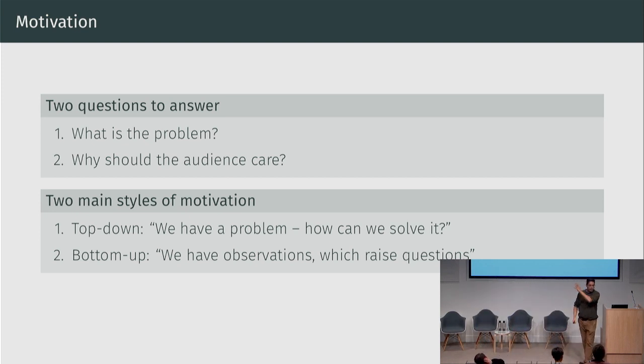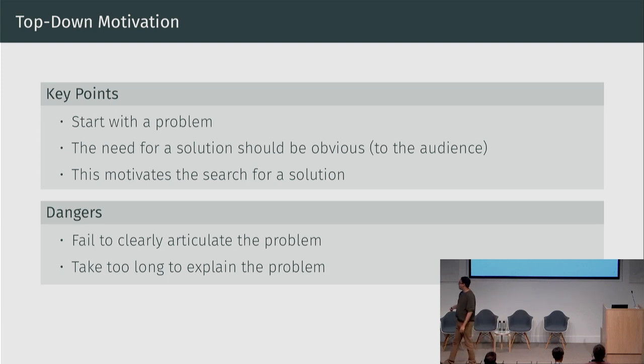And so what I'm going to do is go through two different talks and give you an example of how this kind of motivation can work. For the top-down motivation, the key thing you need to do is really lay out the problem and make clear why this problem has to be solved. Once the audience has bought into your question and wants to know the answer, then they'll be ready to join you on the search for the solution. When you try this style of motivation, there are two dangers. You might fail to articulate the problem, or you might take too long to get to the problem.